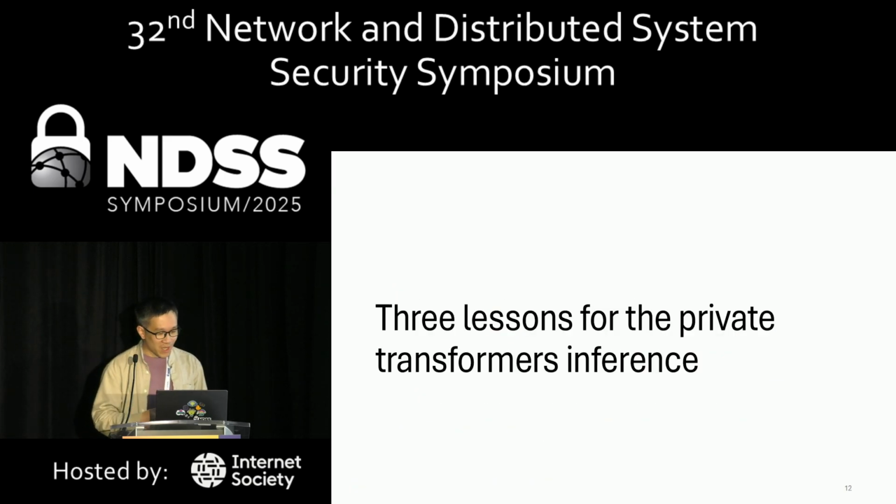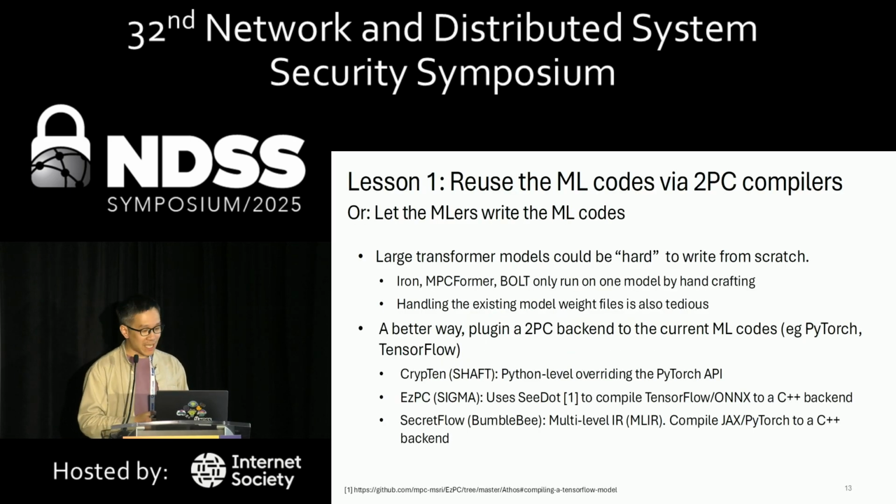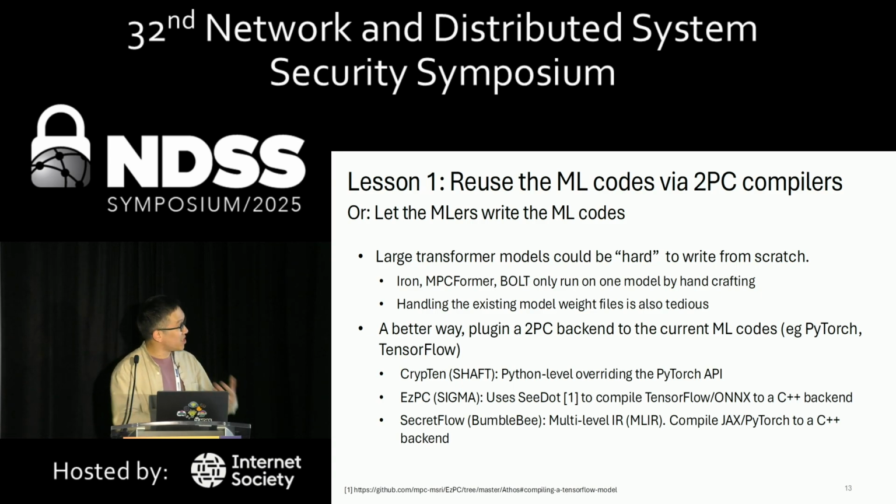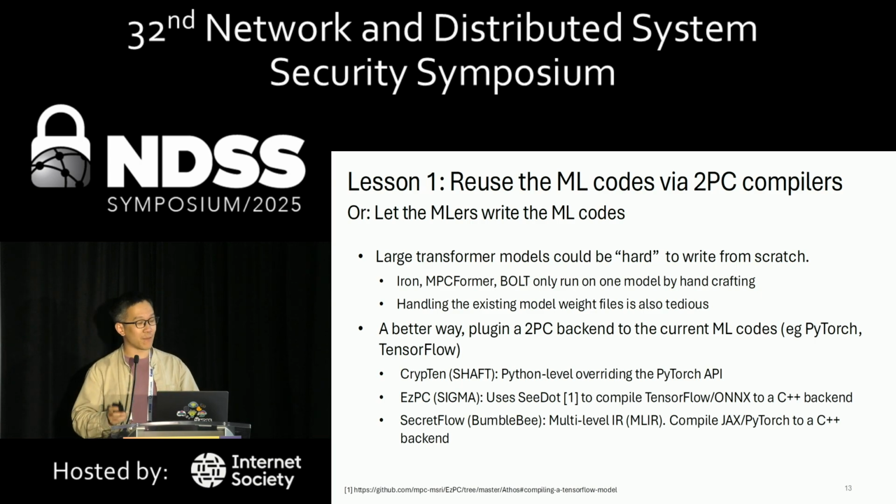What I really want to share are three lessons we learned when doing this project. Lesson 1, I would say, is to let the machine learning people write the machine learning code and transfer that code to secure computation using some kind of compiler. Because for a large transformer, it is really hard to write from scratch, and there is tons of Python code already in Hugging Face. Why not just reuse it?